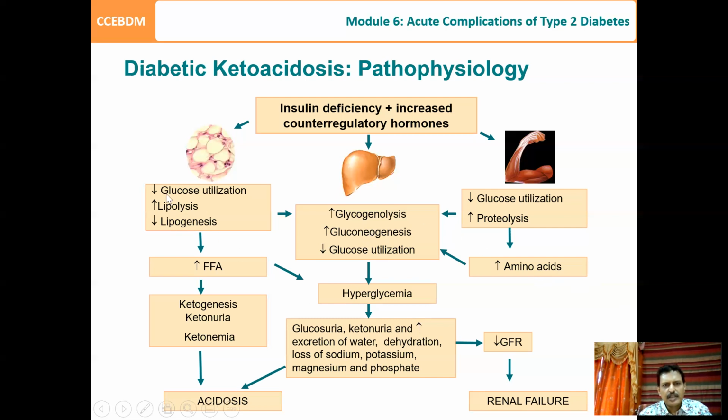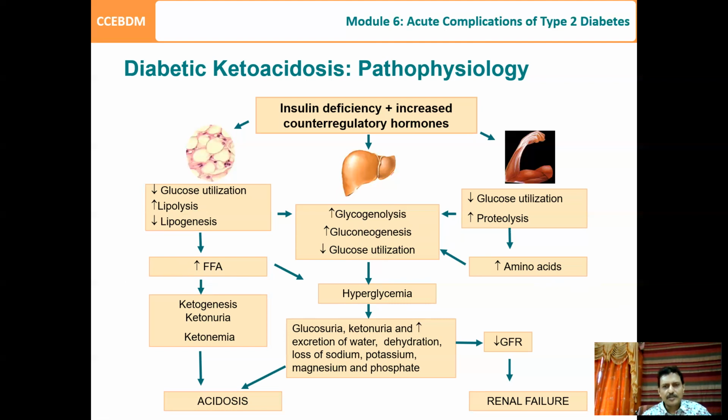The lipolysis will produce glycerol and fatty acid. Glycerol goes into the gluconeogenetic pathway and produces hyperglycemia. And the free fatty acid initiates the ketogenic process, or ketogenesis. And because the ketones are basically acid, there is a formation of acidosis.